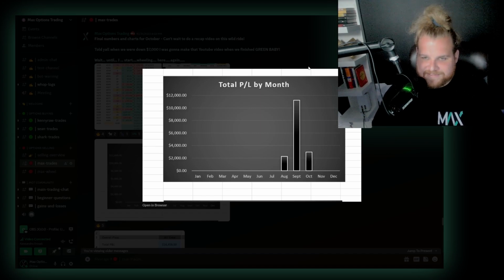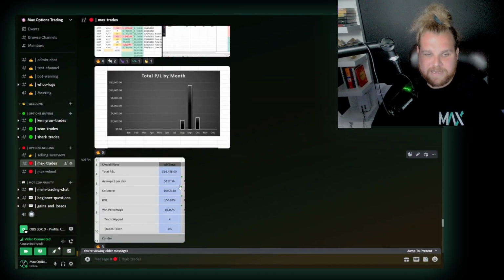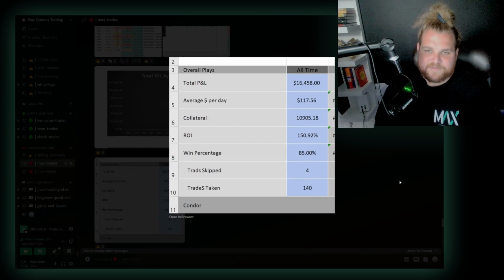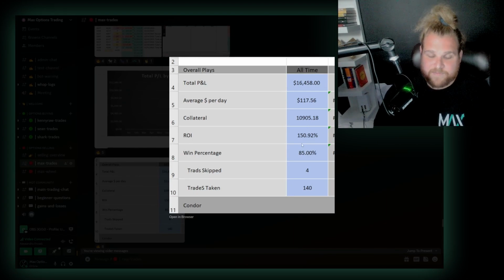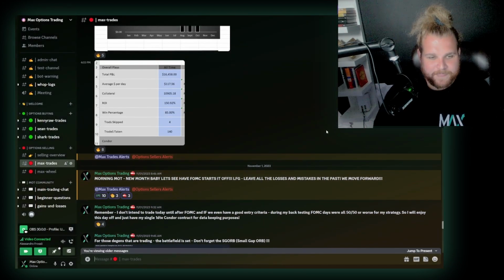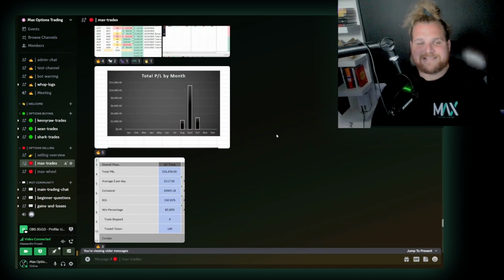Overall, $15,000-$16,000 in total gains in 3 months since I've been logging and implementing the strategies. Here's the actual numbers. The breakdown of $16,458, average of $117 per day you're making on 10K collateral. The ROI I've made thus far is 150% with an overall 85% win percentage. I skipped 4 days of trading and I took 140 trades in those 3 months. Good morning. Well, that's the end of the month.